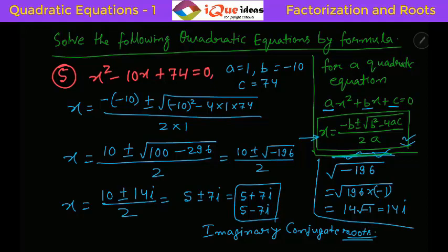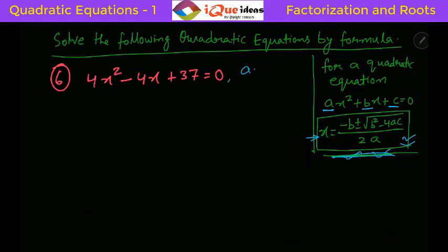So the idea to show all these examples to you is that this formula is applicable in all cases, whether it is possible by factorization, whether the roots are irrational or imaginary or anything. Alright, let's take one more question. Now in this one, A is equal to 4, B is equal to minus 4 and C is equal to 37. So straight away apply the formula.